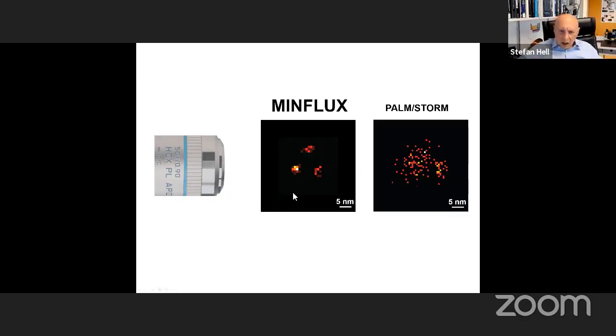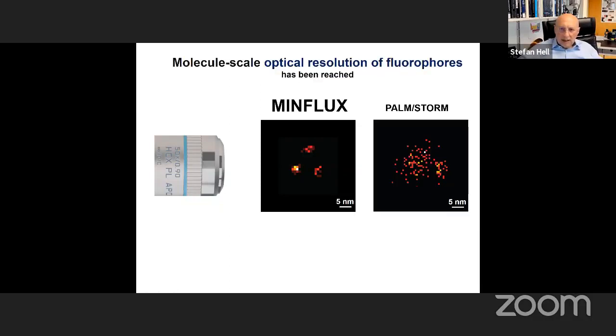But the far field obviously has worked out, and I'm very pleased. I must say, this is very fulfilling to see that this has really worked out, and that for fluorophores that can be switched on and off on an individual basis, of course, the molecular scale optical resolution has been reached. Full stop. This has been reached, not with near field optics, but with regular focused beams, so beams that are purely diffracted, and so you can have microscopes that look like microscopes, not like something that has a fiber or so.